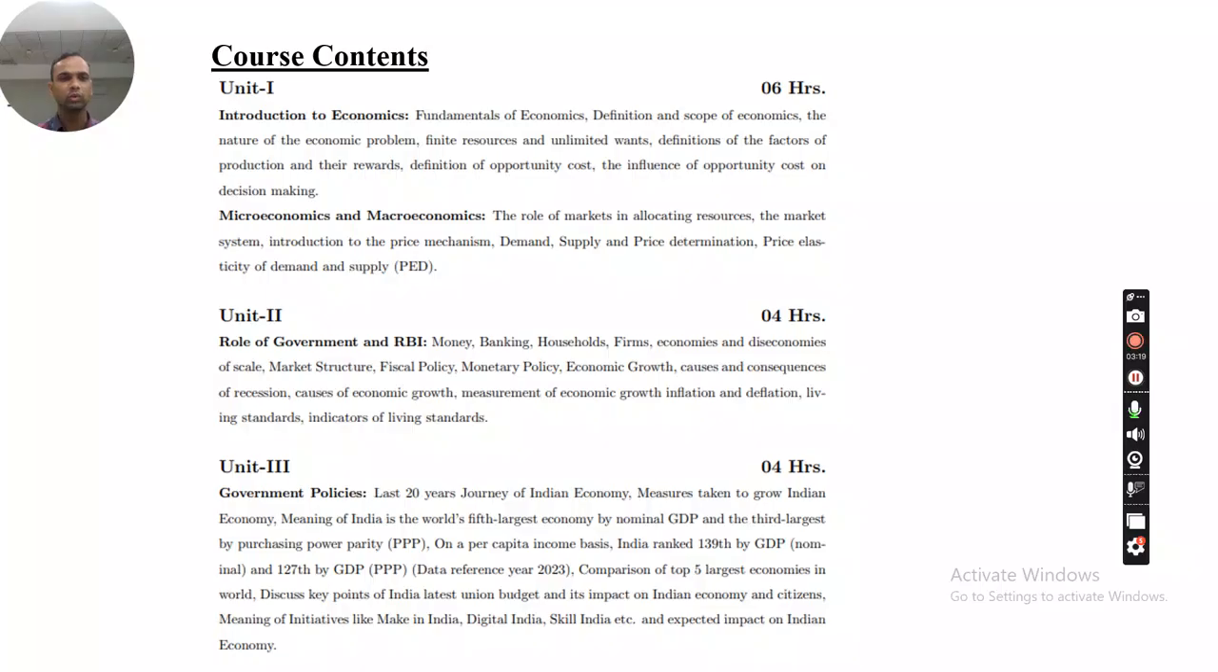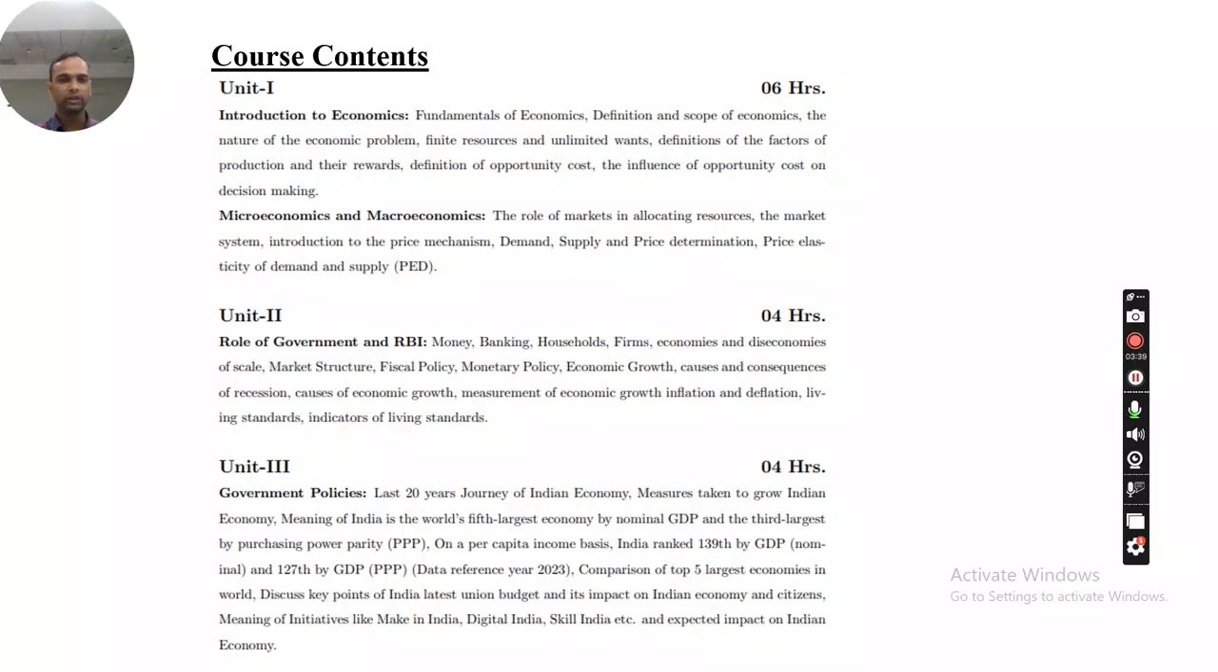The second unit is on the role of government and RBI in the economy, in which money, banking, households, firms, economies and diseconomies of scale, market structure, fiscal policy, monetary policy, economic growth, and causes and consequences of recession are included.